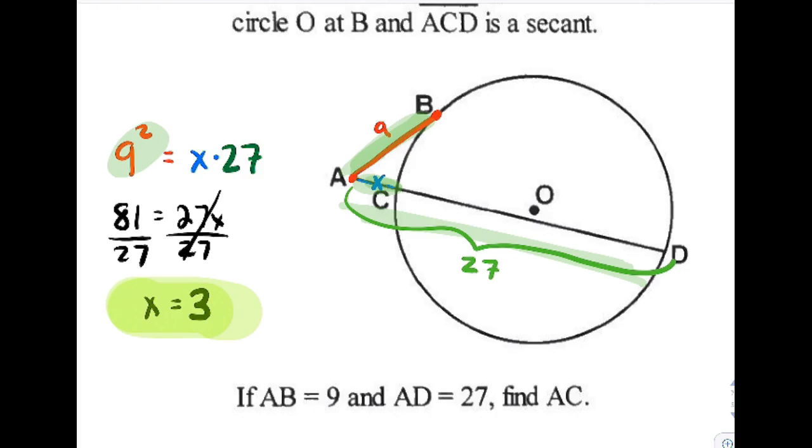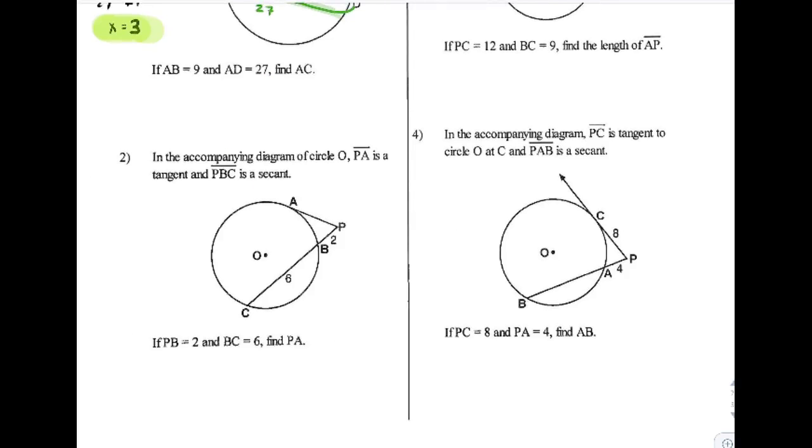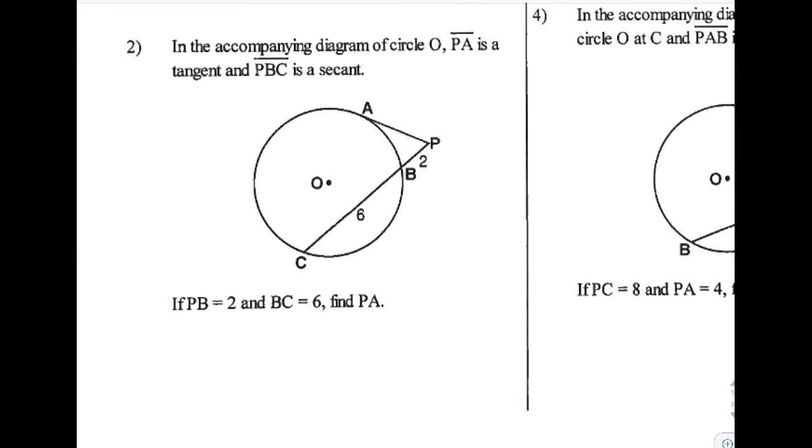Look at your notes for the formulas. Your notes are to look back at, not to write down once and never go back to. Number 2, find PA. So there's your missing piece of information right there. You're looking for that variable x.